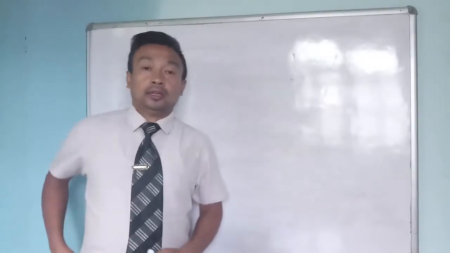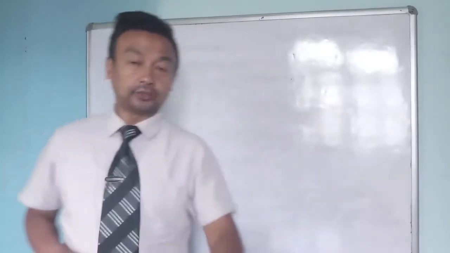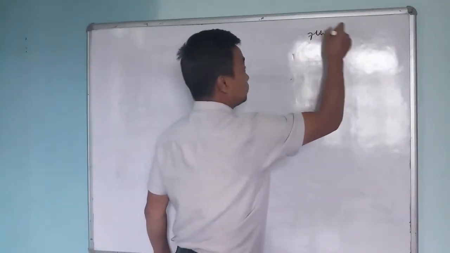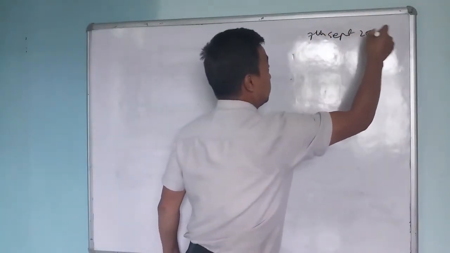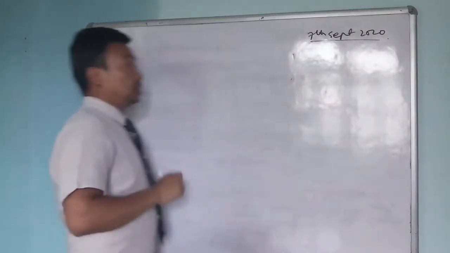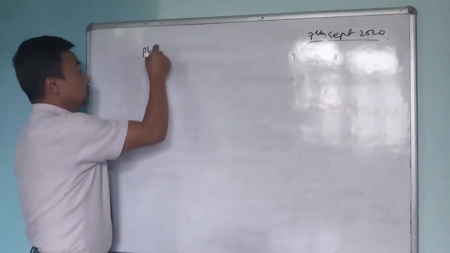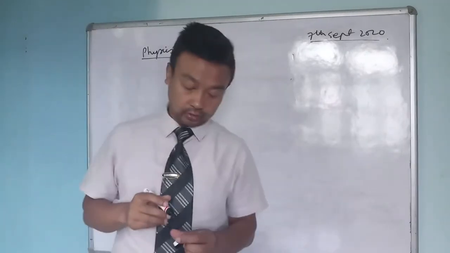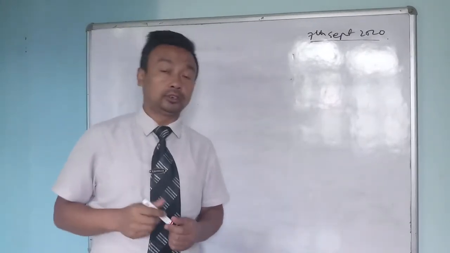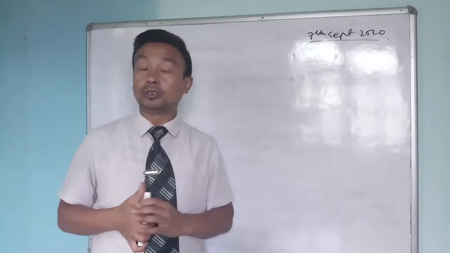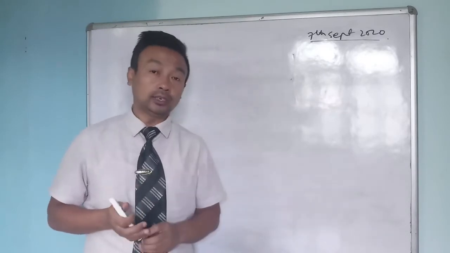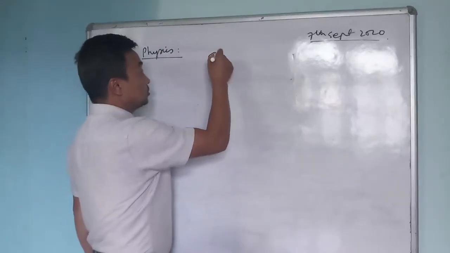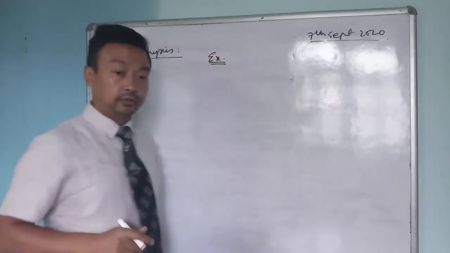So let us start the second class today, that is physics. Okay, today is 7th September 2020. In physics, we had already discussed many terms or physical quantities which are associated with electricity. So now today I am going to solve the exercises in the textbook that are given to you.